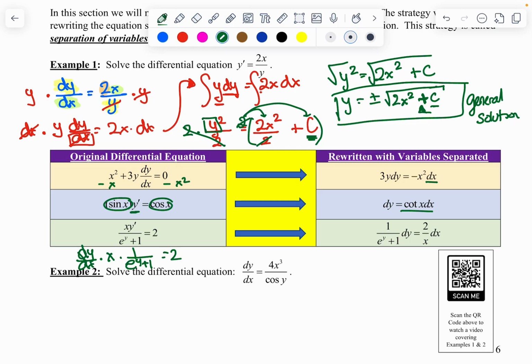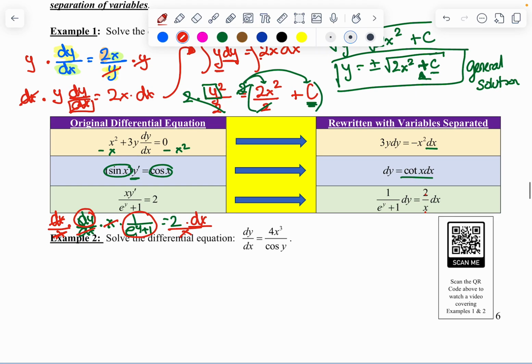I can multiply both sides by dx. And then I can also divide both sides by x. That dx will cancel out that dx. And dividing by x, both sides will cancel out that x. And then you're left with this part times dy, and on this side you have 2 over x dx. So some of them look a little bit trickier. You just got to make sure that you use correct algebra.